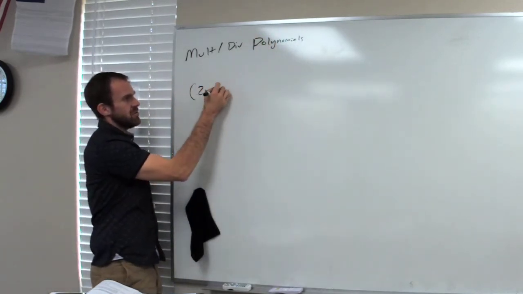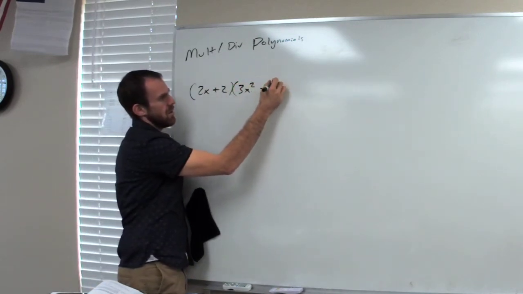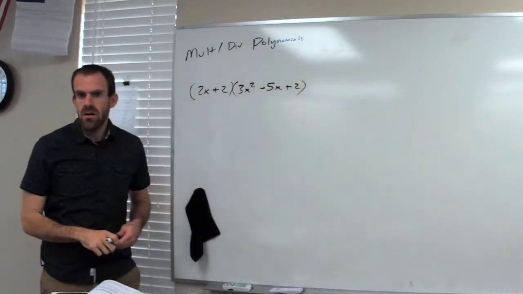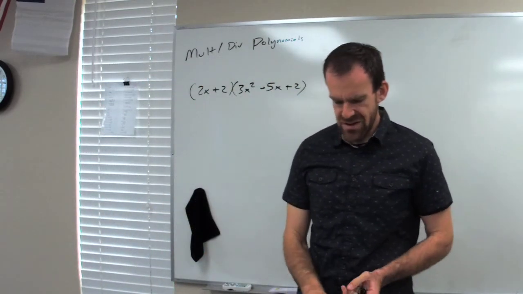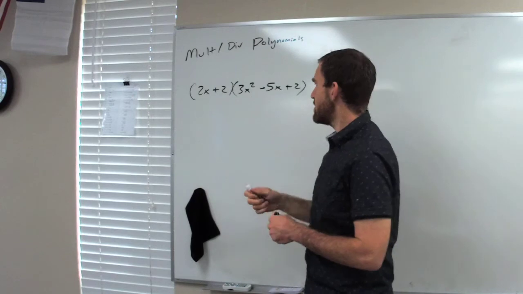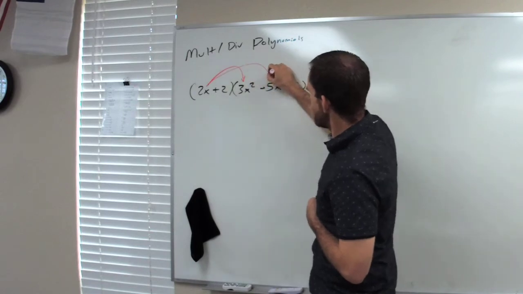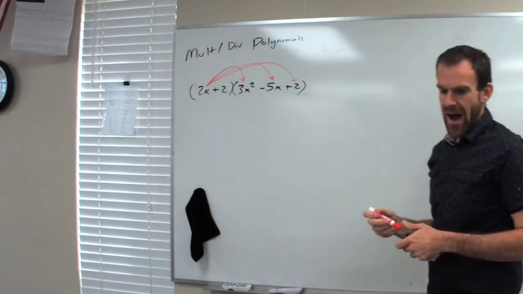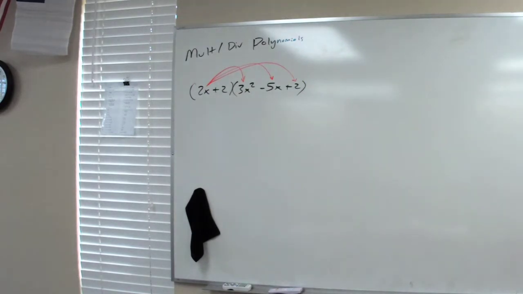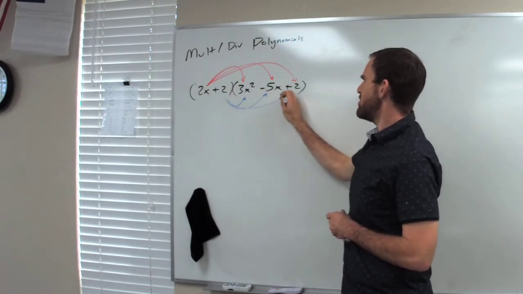I have 2x plus 2 times 3x squared minus 5x plus 2. Here's the trick. You are doing the exact same thing you would do if you were using the distributive property, but you're doing it twice. So you're going to distribute that first number, 2x times 3x squared, 2x times negative 5x, 2x times 2. Then you're going to go back, and you're going to distribute the second number. So that would be 2 times 3x squared, 2 times negative 5x, and 2 times 2.